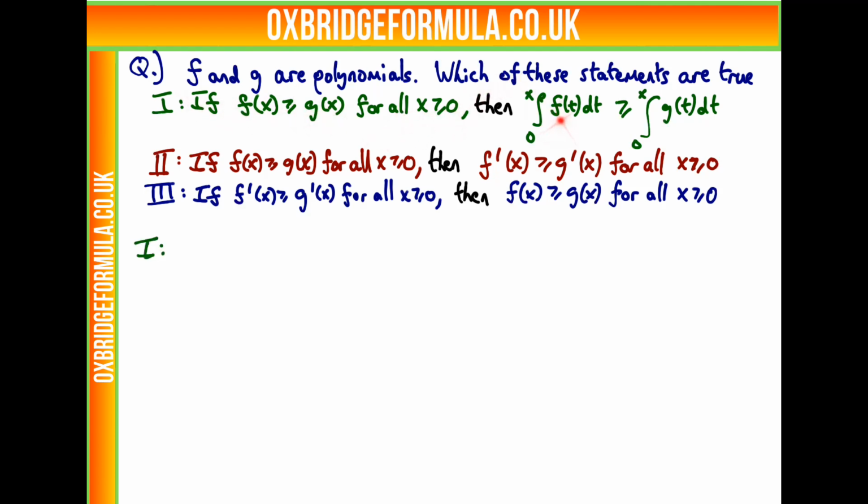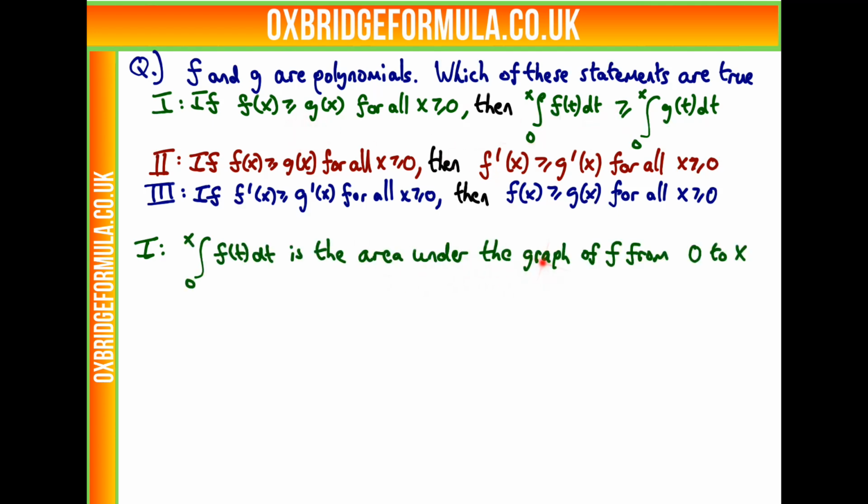positive, then the integral of f from 0 to x is bigger than or equal to the integral of g over the same region. Does this statement seem true? Well, this first half of the statement is saying if f of x is bigger than g of x, that's the same thing as saying the curve of f is above the curve of g. And this statement is saying the area under the graph of f from 0 to x is bigger than the area under the graph of g. So, on first glance, it seems true, or seems plausible.